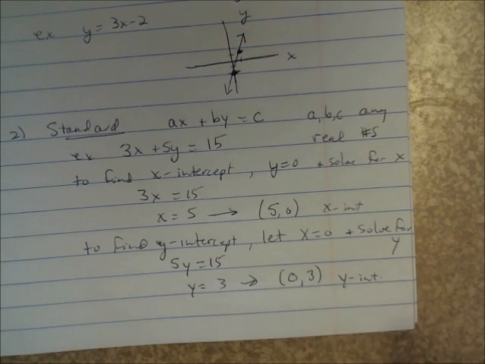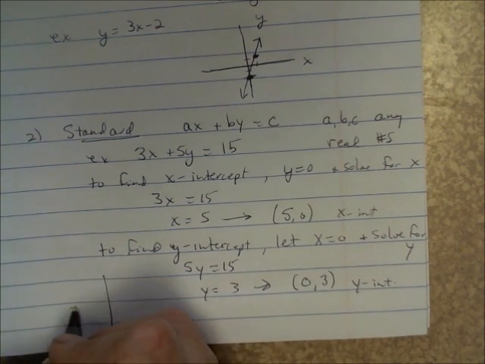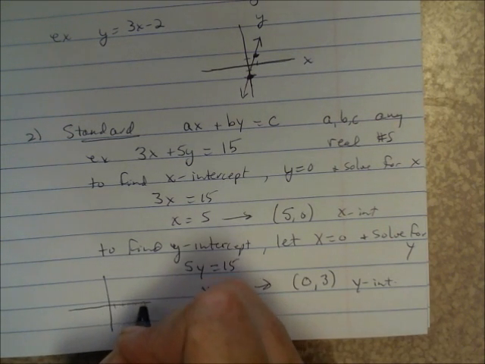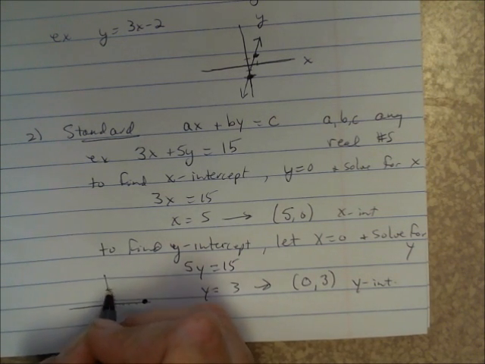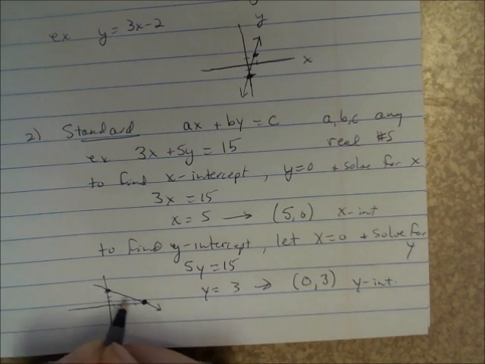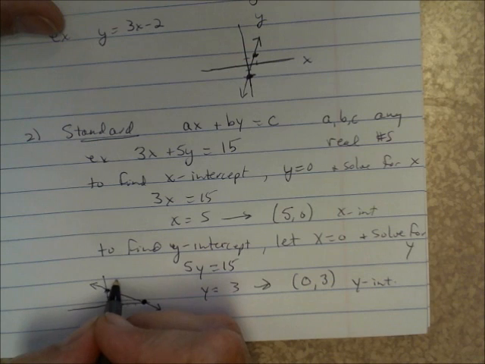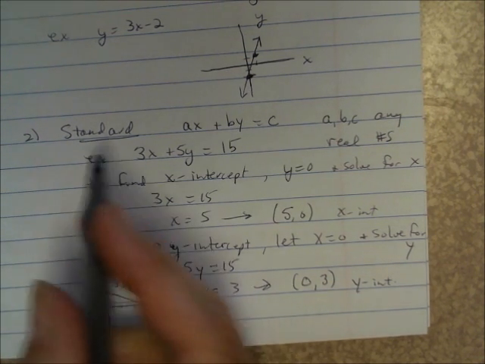So once you have an x-intercept and a y-intercept, it's pretty easy to graph because all you need are 2 points. And the 2 points are 5, 0, and 0, 3. So here would be your graph of that 3x plus 5y equals 15. So that's the second form of a linear function.